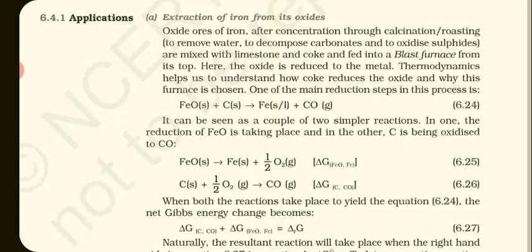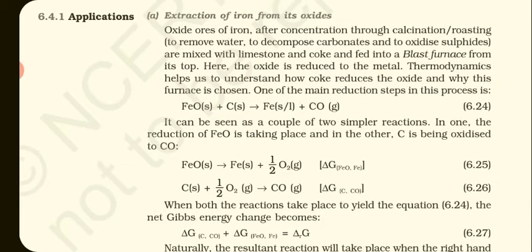Now, application of the Ellingham diagram: extraction of iron from its oxide. You can see in equation 6.24, iron oxide FeO, which is in solid state, when reacted with solid carbon or coke, converts into iron, solid or liquid, and carbon monoxide is released as a gas. For example, in a blast furnace, this process is used.